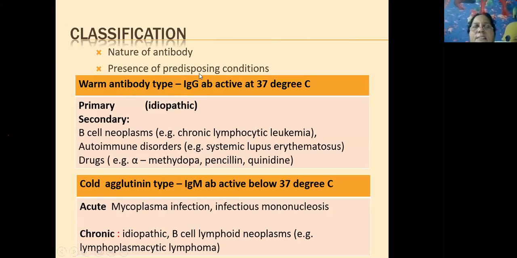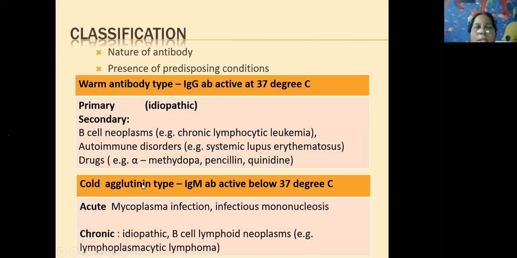So this is the IgG antibody and it acts at 37 degrees centigrade, our body temperature. It can be either primary, where you don't have a cause, or secondary, like B-cell neoplasm, chronic lymphocytic leukemia, or associated with autoimmune disorders like SLE or with some drugs like alpha-methyldopa, penicillin or quinine.